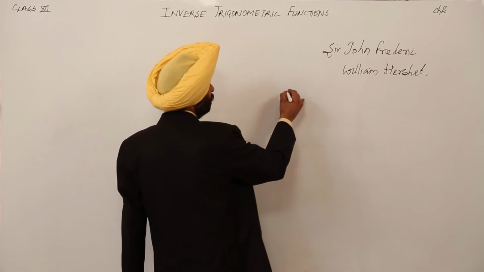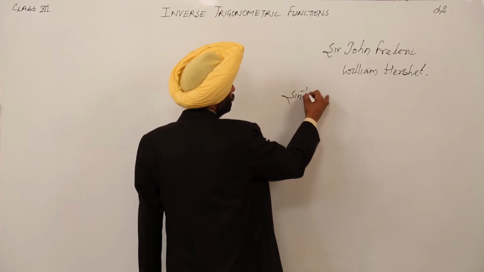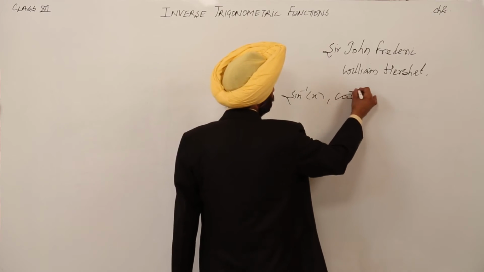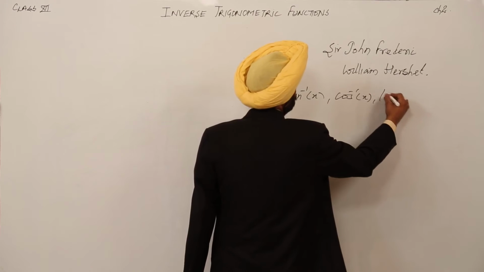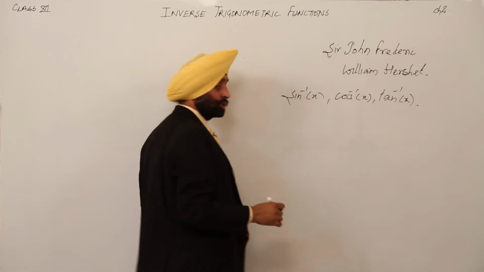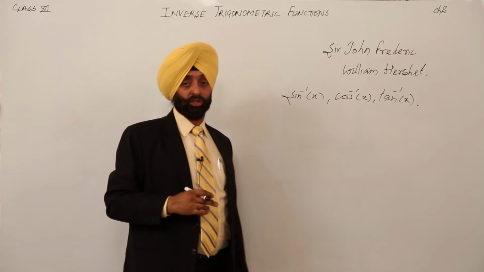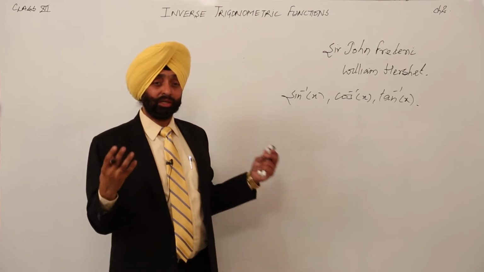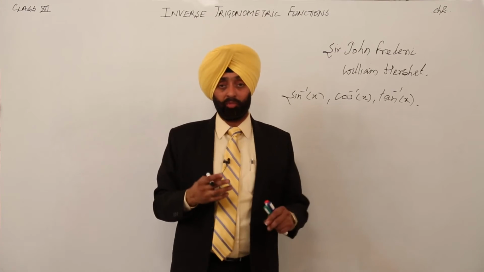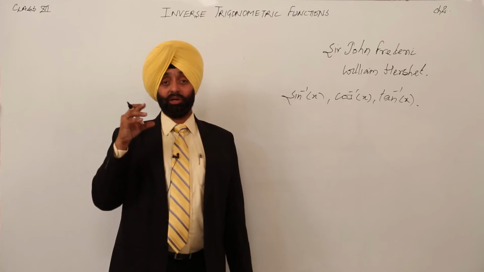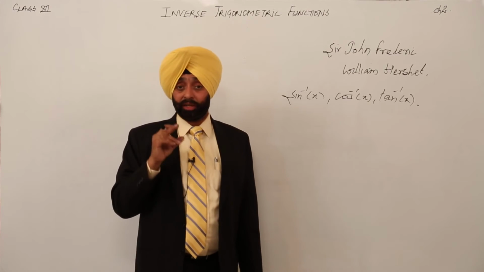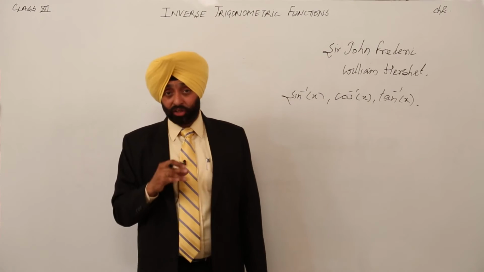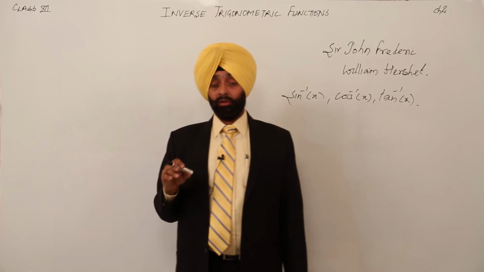He gave the notation for writing sine inverse x like this, cos inverse x, tan inverse x, like this. These were the notations given by Sir John Herschel. These are the notations we are going to use. You may say, okay sir, no problem, but this convention logically conflicts with the common semantics for exponents or expressions like it is written now.